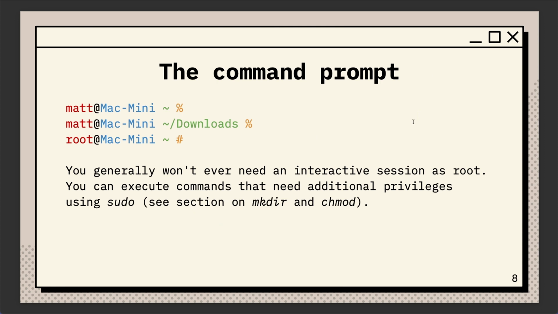Before you type any commands, you will be greeted with a command prompt, which gives you information about the current state of your shell. The command prompt provides information such as your username, the name of the computer you're currently using, your current working directory, as well as a % or a hashtag. The % sign means that you're using the shell as a normal user, whereas a hashtag means you're logged in as the root user. You generally won't ever need to use an interactive session as root, because you can always execute commands that require additional privileges using the sudo command, which will be discussed later.